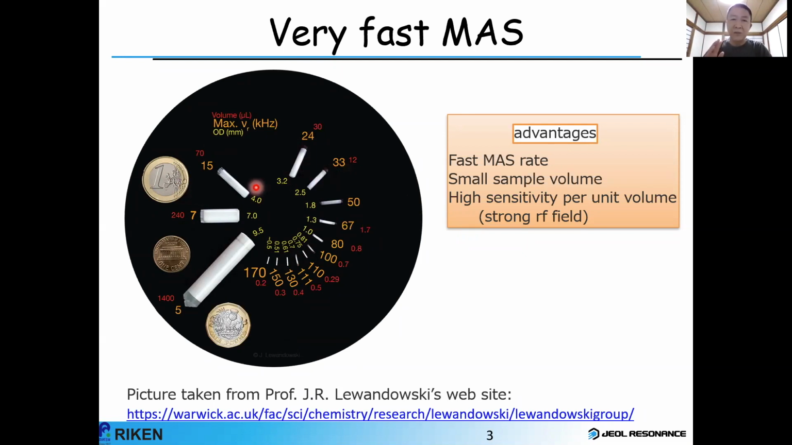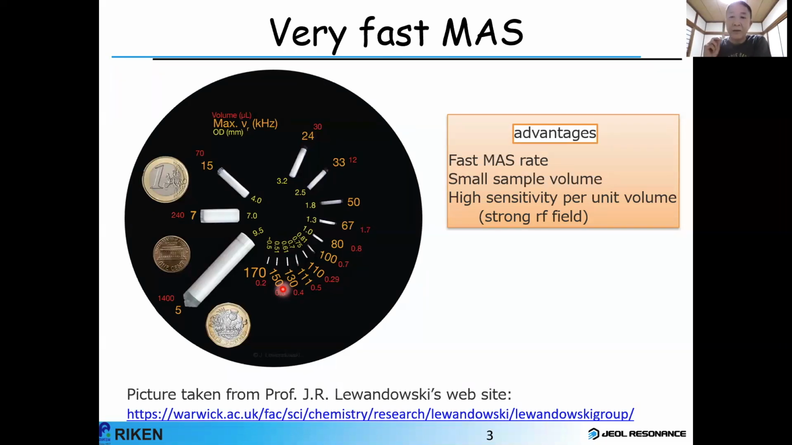But one of the limitations is spinning frequency. In these rotors, spinning frequency is typically limited to 10 kHz to 20 kHz. If we need much faster spinning frequency, we need something more. To this end, many tiny rotors have been developed in these 10 to 20 years. One of the advantages of such tiny rotors is, as we discussed, fast MAS. We can achieve very fast MAS with these tiny rotors.